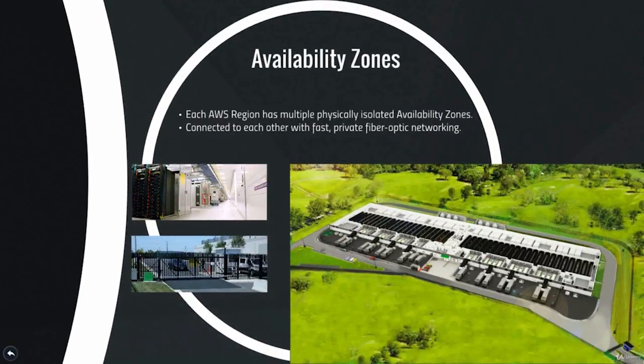Each region is divided up into at least 2 availability zones that are physically isolated from each other. This provides business continuity for your infrastructure if you have it distributed across multiple availability zones. If one availability zone goes down, the infrastructure in the other availability zone will continue to operate. The largest region, US East North Virginia, has 6 availability zones. And the availability zones are connected to each other through a high-speed fiber optic network.